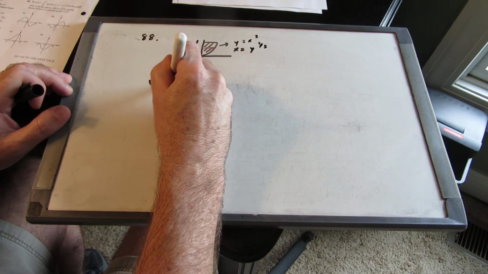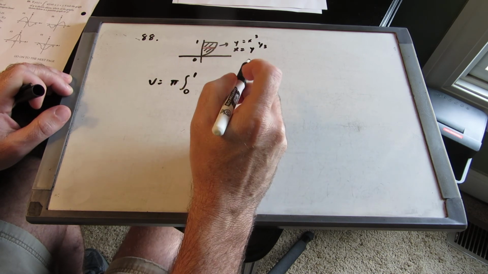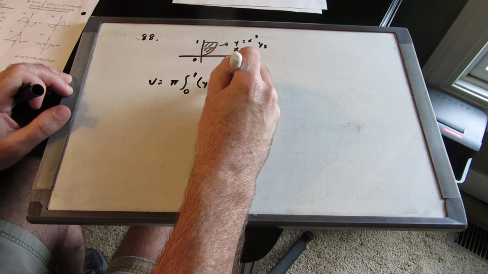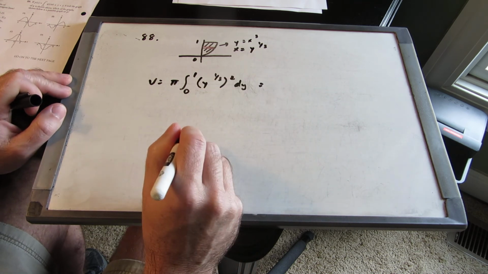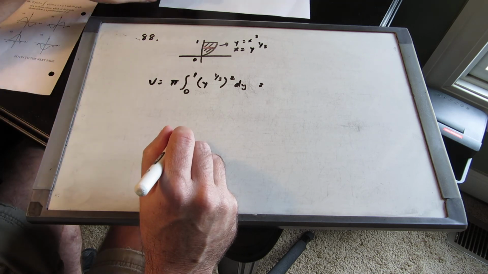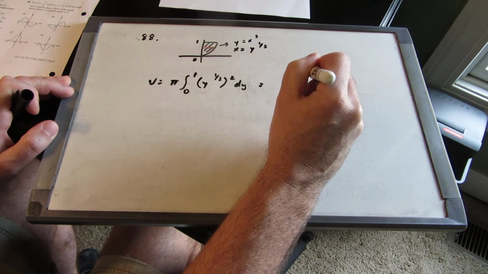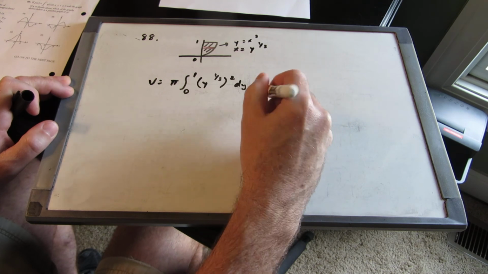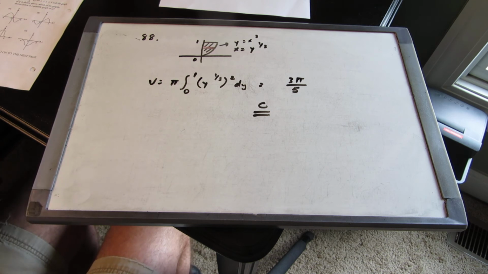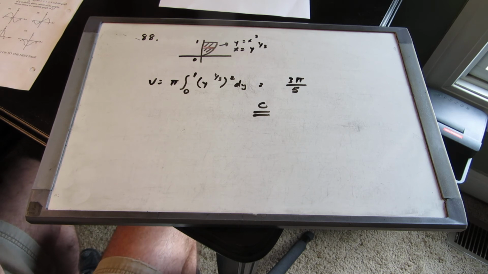Our volume then would be pi times the integral from 0 to 1 of the radius, y to the 1/3, squared dy. So you probably just put y to the 2/3 in your calculator from 0 to 1. When you do that, you will get an answer of 3 pi over 5, and that is going to be C. Seems like we haven't had a C in a while, so there you go. You could totally get that one in just a minute probably.